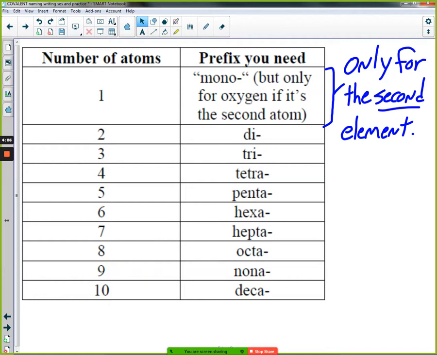If I have something like carbon dioxide, I don't have to say monocarbon dioxide, I just say carbon dioxide. But if I have just 1 oxygen atom, then that would be carbon monoxide. So I say mono-oxide for 1 oxygen instead of just saying flat out carbon oxide. And we're going to look at some examples. It's going to make a lot more sense after we do.